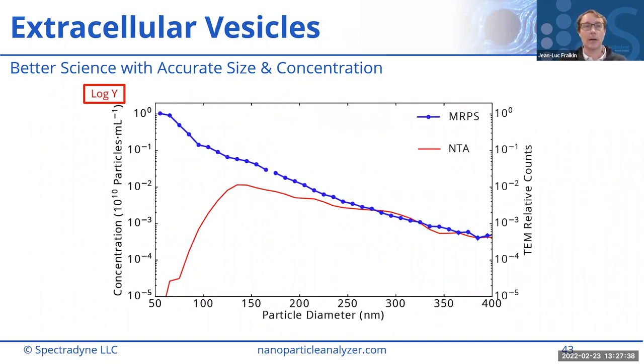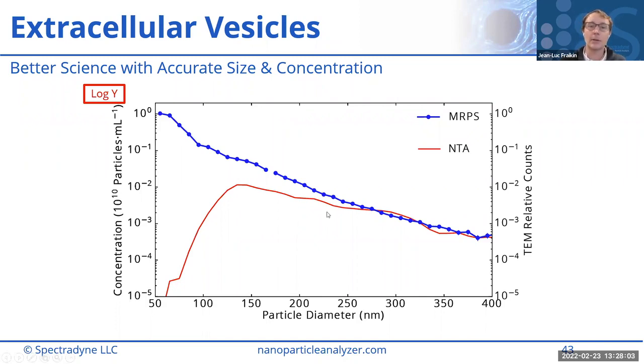So there's obviously a striking difference between the two measurements. NTA showed us a nice peak at 130, whereas Spectradyne's MRPS shows just an increasing concentration of particles to smaller and smaller diameter to the limit of detection of our technology. And so what's going on here? Well, it's consistent with what we were seeing before, but I'm skeptical.